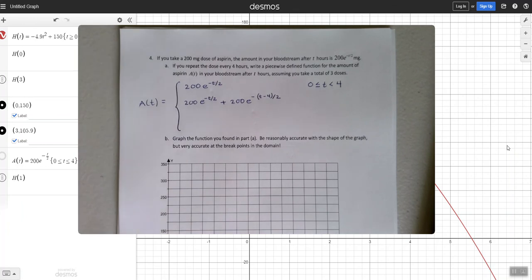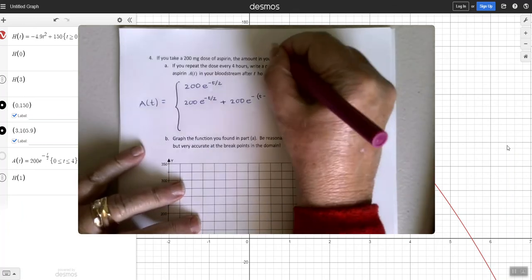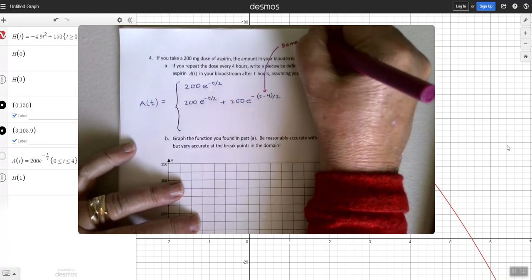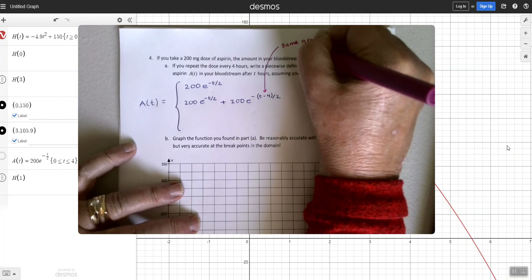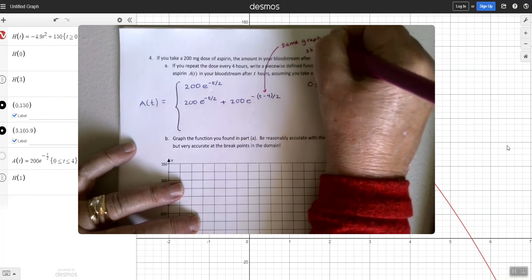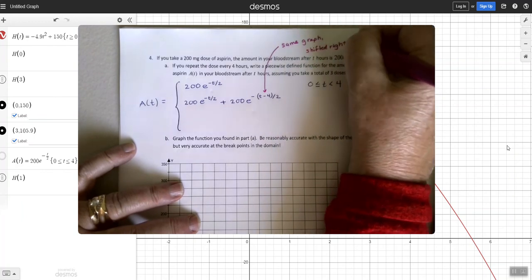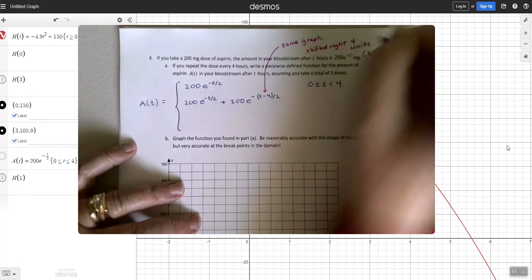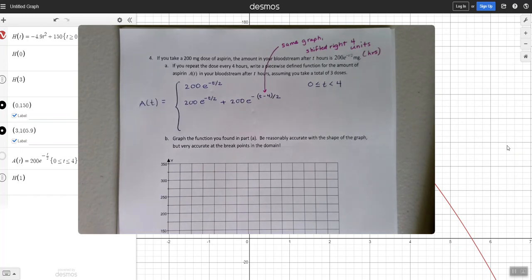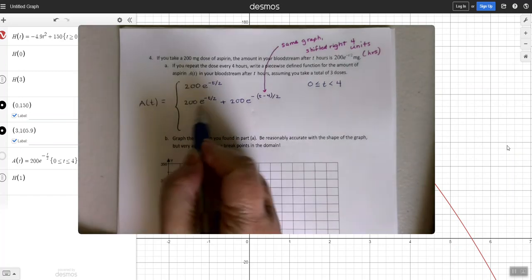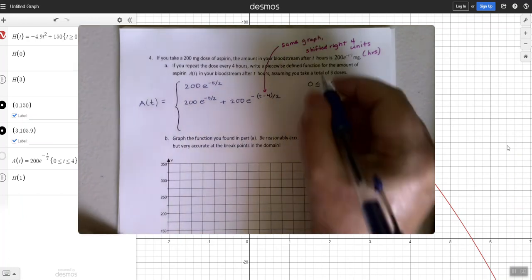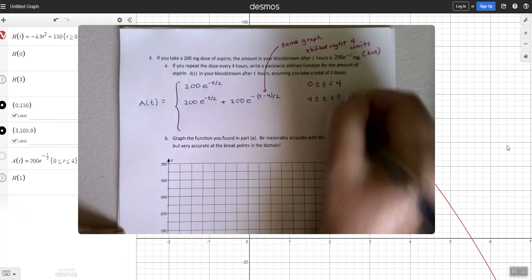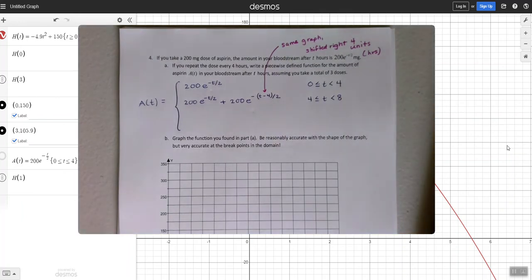Again, the idea here is same basic graph, but it's shifted to the right 4 units, or in this case, 4 hours. So what's left of the first dose is here. There's my new second dose. That's valid from the 4-hour mark until the 8-hour mark when we're going to take a third dose.